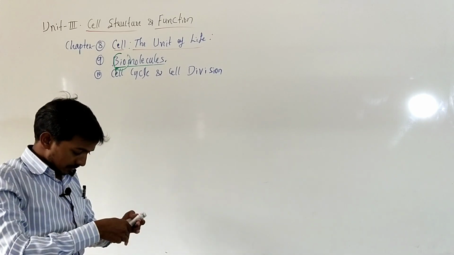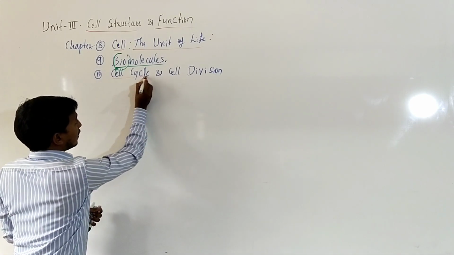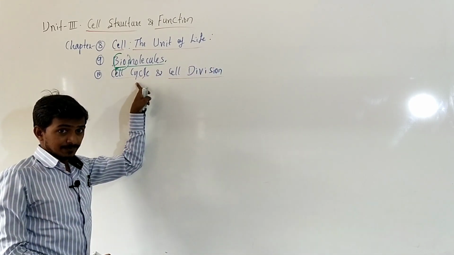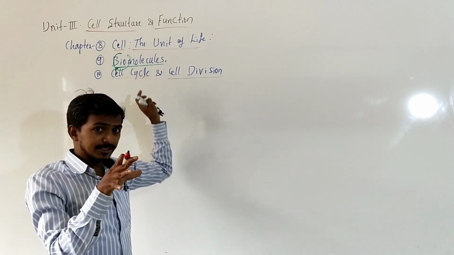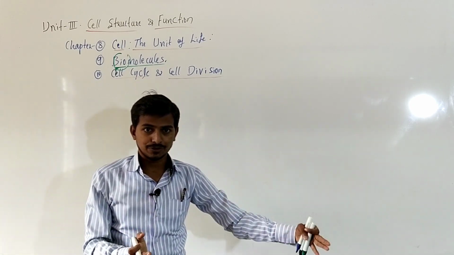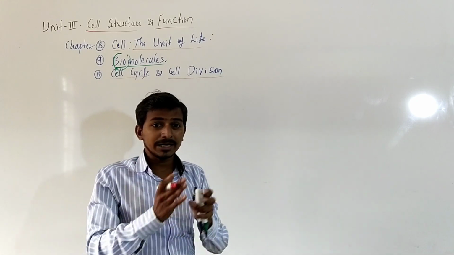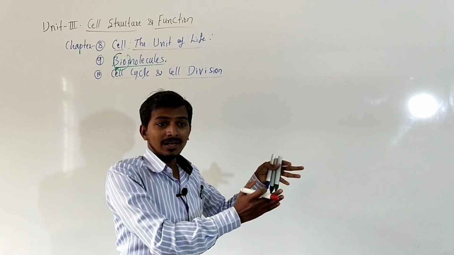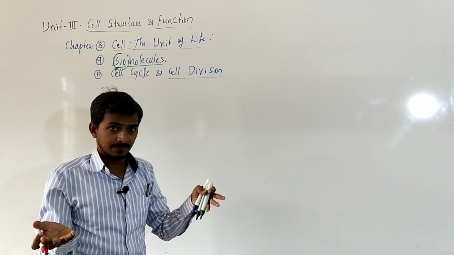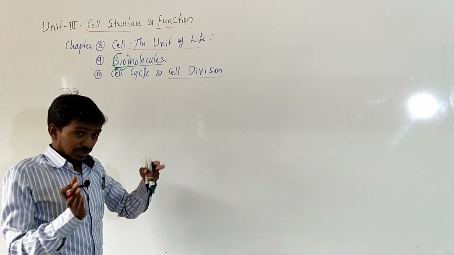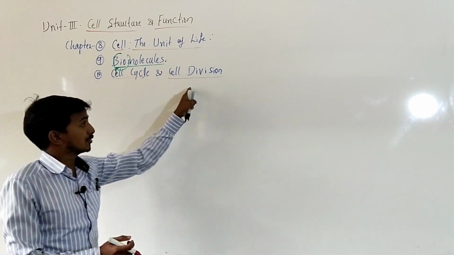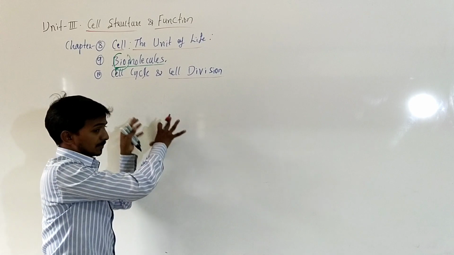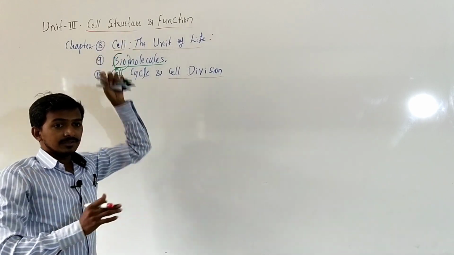Lastly, in this unit, we will discuss the cell cycle and cell division. It means what are the changes taking place in the life of the cell, from one division to the next division. The division may be mitotic division or meiotic division. But there are several changes during the life of any cell, plant cell or animal cell. We will discuss the changes in cell cycle and cell division, mitosis as well as meiosis. So all these three chapters we will discuss in detail in this unit.